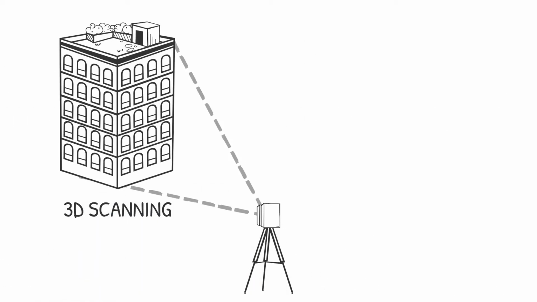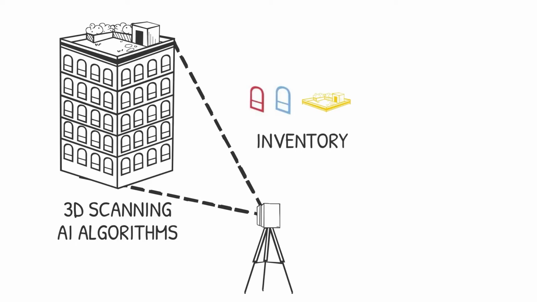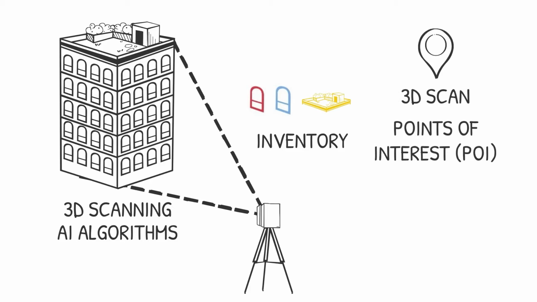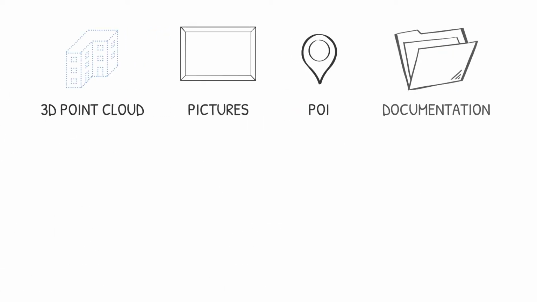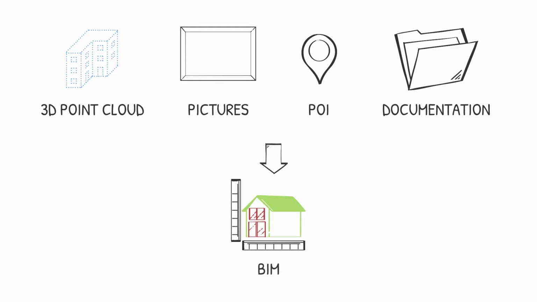First, a 3D scanning of the building is done, and based on AI algorithms, a first inventory can be generated automatically. Based on image recognition techniques, several types of building components like windows, doors, lightings, etc. can be detected. Then 3D scan and points of interest can be added to the DDC integrated platform. The 3D point cloud, the pictures, the POI and the documentation are used to create the building information model, and then the reversible BIM, including reuse potential information.